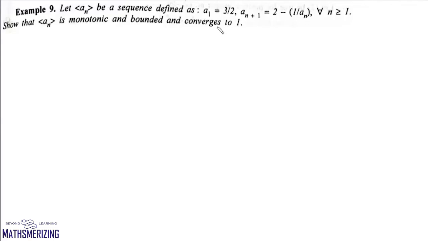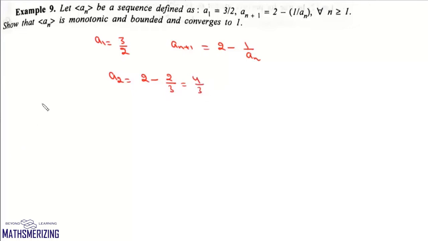Now here the question is, let an be a sequence defined as a1 equals 3 by 2 and an+1 equals 2 minus 1 upon an. Now from here we can write a2 equals 2 minus 1 upon a1, which is 2 minus 2 by 3. So it will be simply 4 by 3.